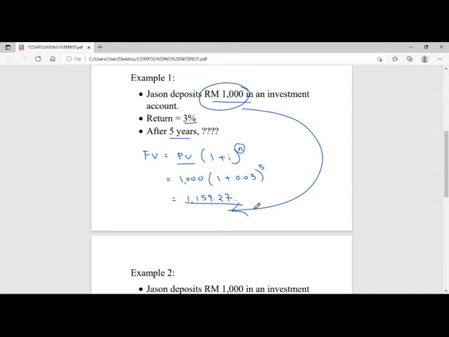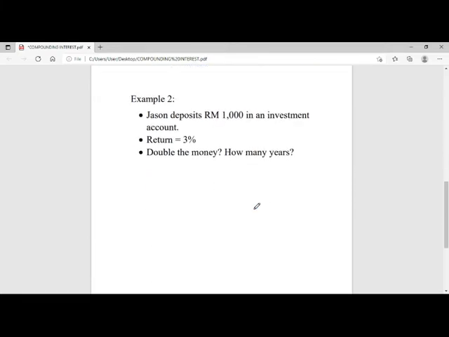Next, let's take a look at example 2. So we can also solve the question by using the same formula. First thing, we just write down the formula. FV equals to PV and then (1 plus I) to the power N. So it's the same situation like example 1. Jason has 1,000 ringgit and he deposits it in the investment account. And given that the return is also maintained at 3%, but if Jason planned to double up the money, how many years does he actually need?